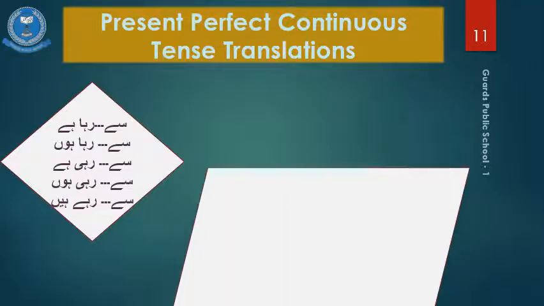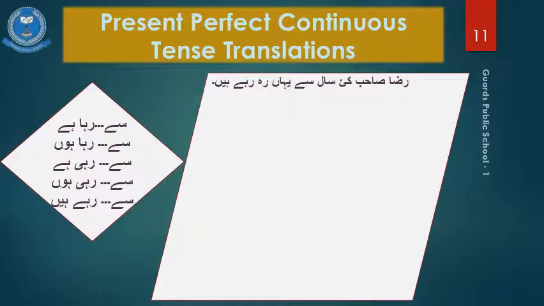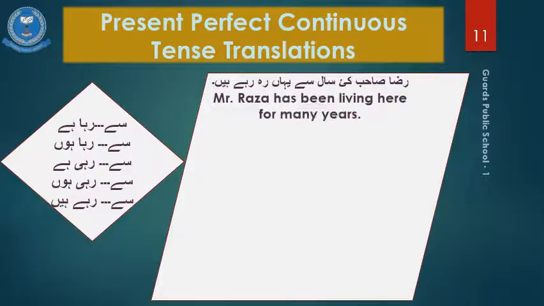For example, Raza Sahab kai saal se yahan reh rahe hain. So the subject is singular and that is why we will use has here. And after has, write been, then according to the structure the ing form of the verb and the remaining part of the sentence. And our English translation is Mr. Raza has been living here for many years. And this is the example of our affirmative sentence.